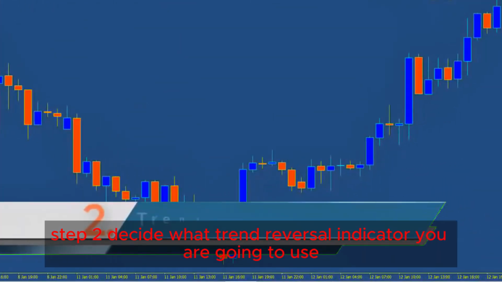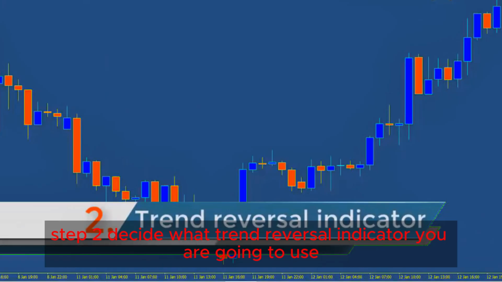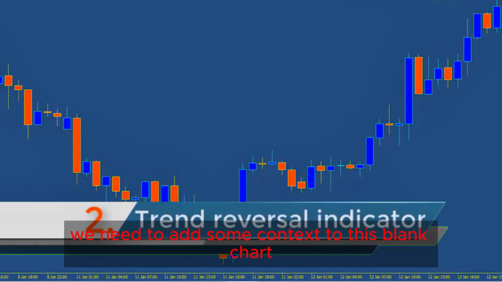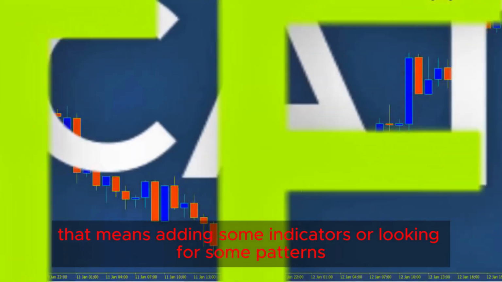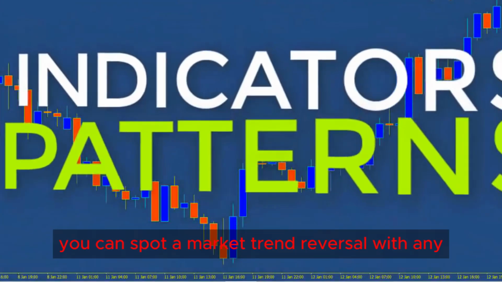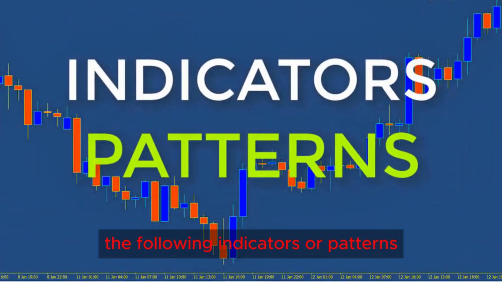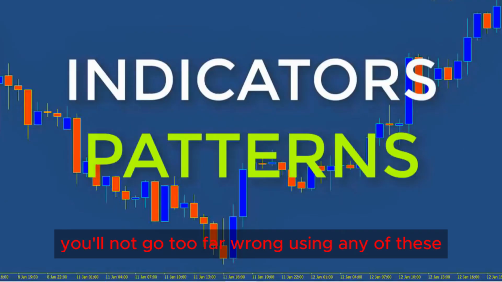Step 2. Decide what trend reversal indicator you are going to use. It's time to take a closer look. We need to add some context to this blank chart. That means adding some indicators or looking for some patterns. You can spot a market trend reversal with any of the following indicators or patterns. You'll not go too far wrong using any of these.